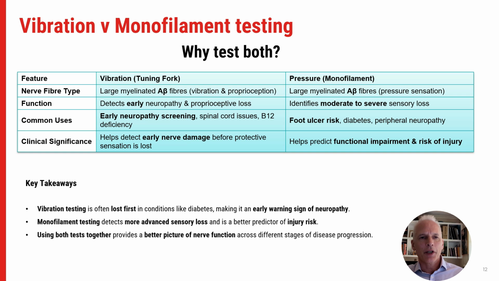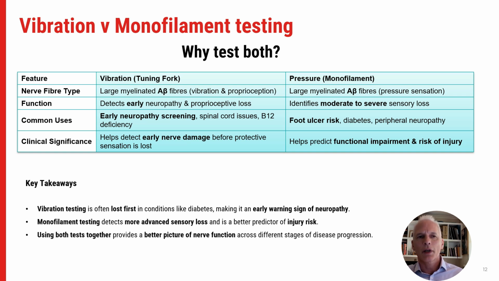When you lose pressure, then it can indicate that we've got moderate to severe sensory loss. So again, vibration is early, pressure sensation is probably a little bit later. Now, these are not hard and fast rules, but this is generally what we would consider to be a fairly common concept in the industry. So vibration may be used for early neuropathy screening. You may pick up spinal cord issues, as we spoke about before, with the 256 Hertz tuning fork, and you can actually pick up people with B12 deficiency, which is well known for causing loss of vibration sensation.